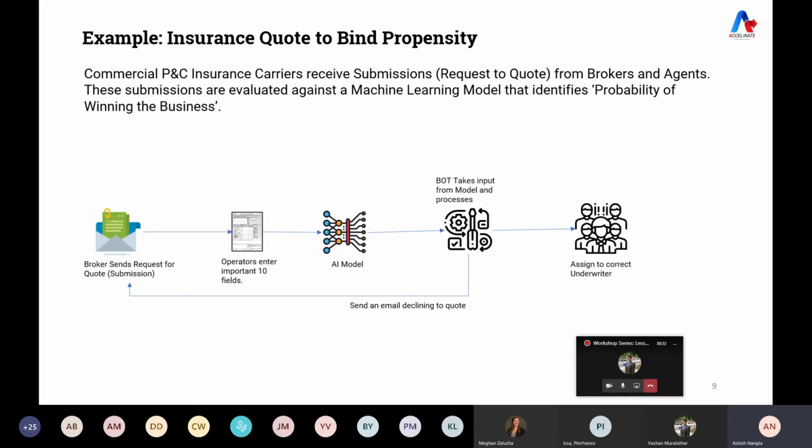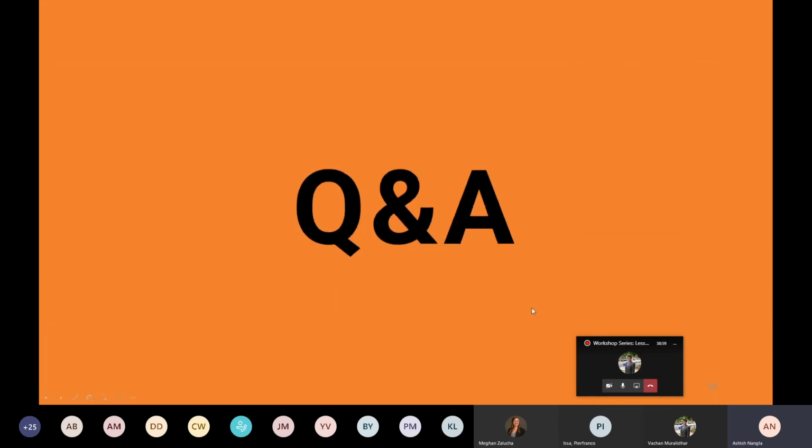So they were able to save a lot of time and increase their efficiency, because now they are only looking at business that they have a higher probability of winning. By simply introducing this, they were able to increase their top line. In this specific example that I recall, it was close to about 30%, which is fairly good for that line of business. That's pretty much it in terms of the use cases.